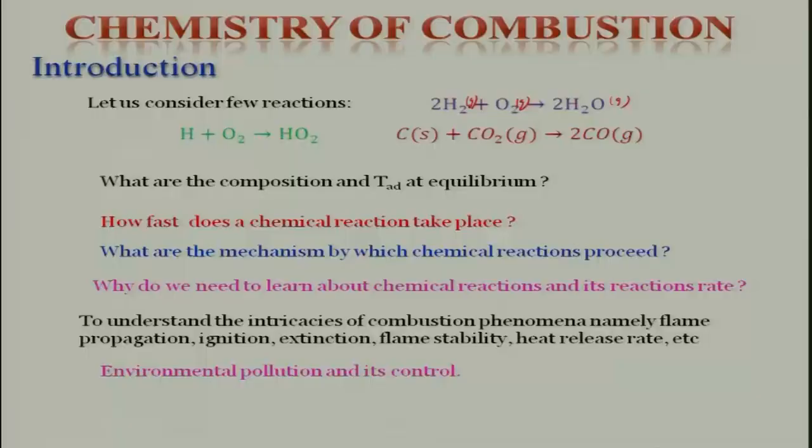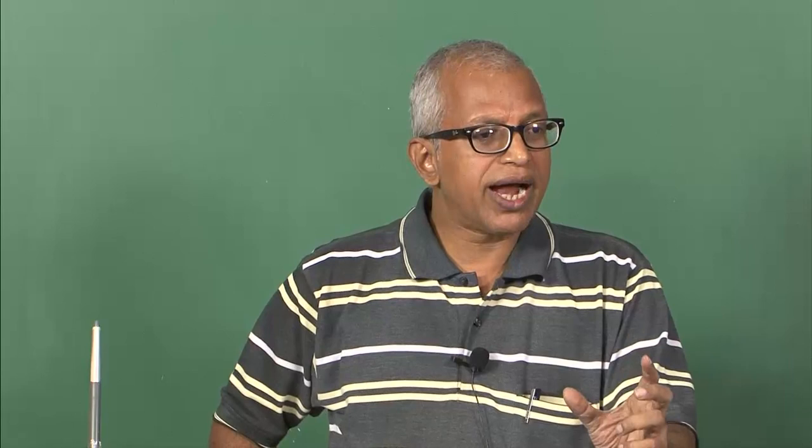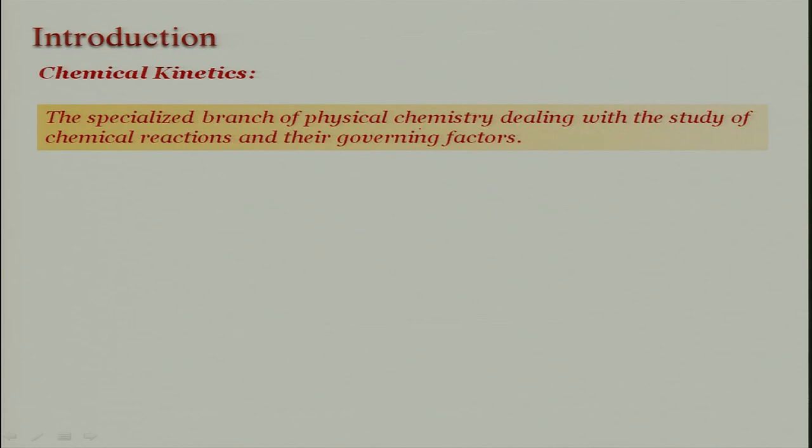Besides this, another very important point is that today we are facing the problem of environmental pollution, and we need to control it. For that, we need to understand the mechanism, how to intervene, so that undesirable pollutants are not formed. That is another challenge you need to look at. Therefore, we need to look at chemical reactions and rates. When you talk about that, we look at a science in physical chemistry, a specialized branch dealing with the study of chemical reactions and their governing factors, which is known as chemical kinetics. So, in the next few lectures we will be dealing with chemical kinetics, right.